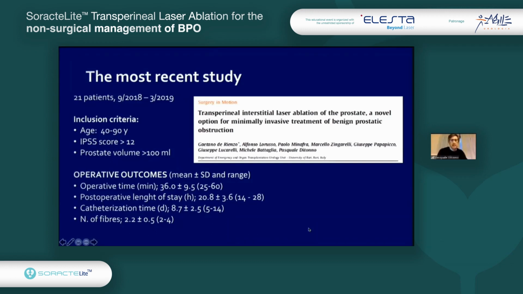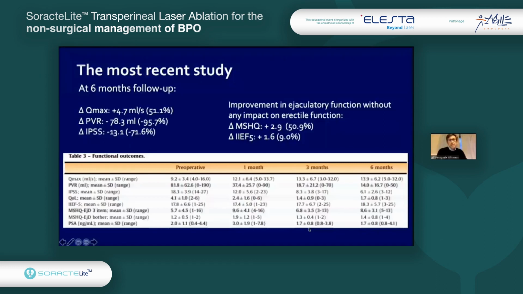Operative time is like 36 minutes. Length of stay, it was mostly an outpatient procedure, 20 hours mean. Catheterization time was 8 days, and we use around 2 fibers. At 6 months, the improvements were quite impressive also in this third study. The Qmax improved by 50%, post-void residual by 95%, and the IPSS improved by 71%. And there was also an improvement in ejaculative function without any impact on erectile function.